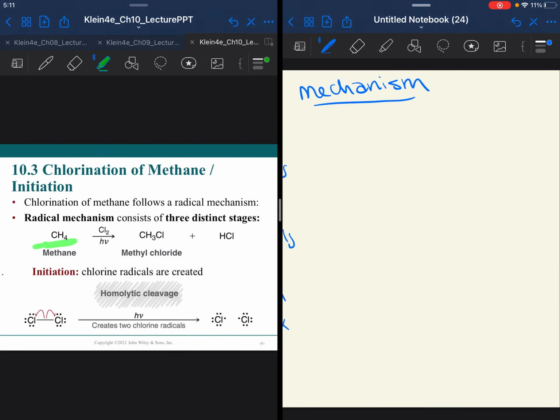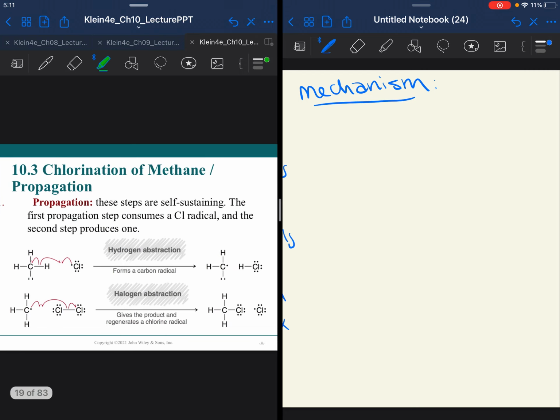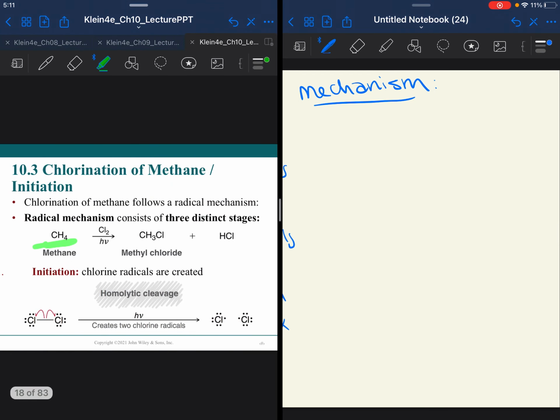I'm going to write it as I'm talking, but it is also on the slides. All right, so first step is that initiation. Your methane is not even involved. You're going to take your halogen. So I'm going to just use X because it works the same with bromine or chlorine.